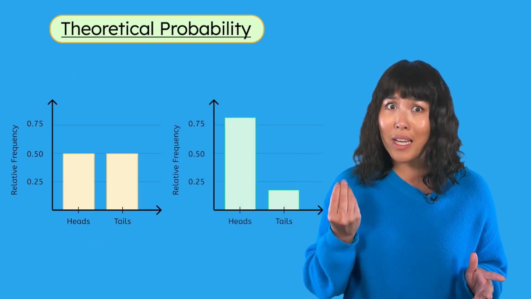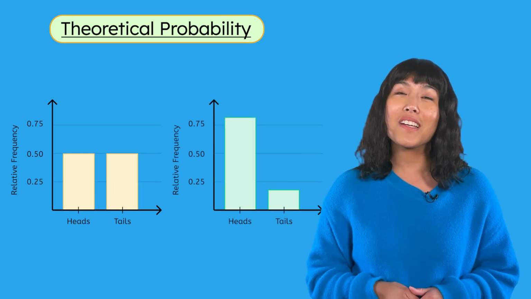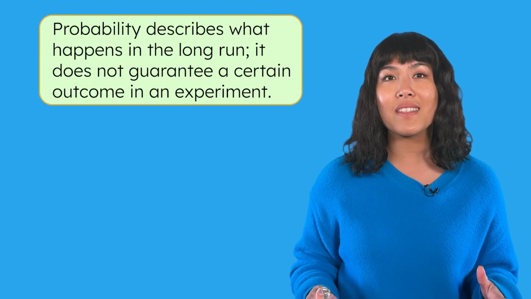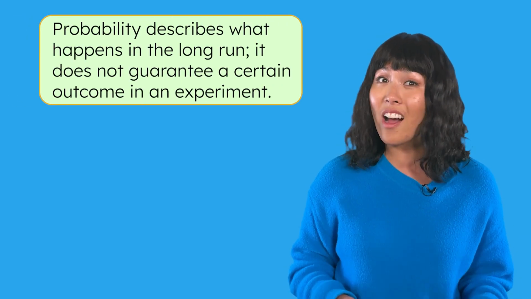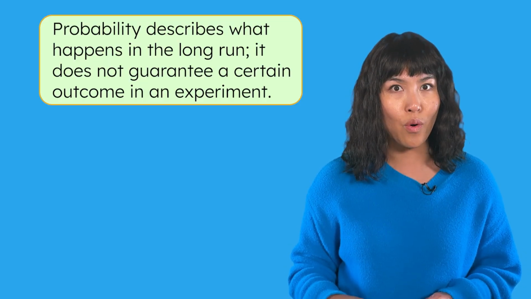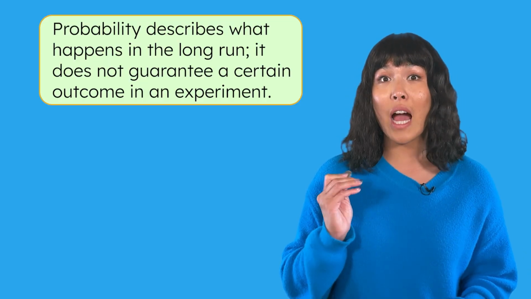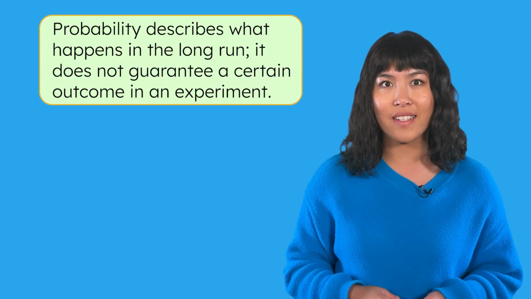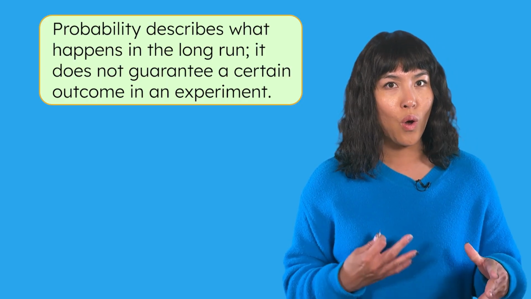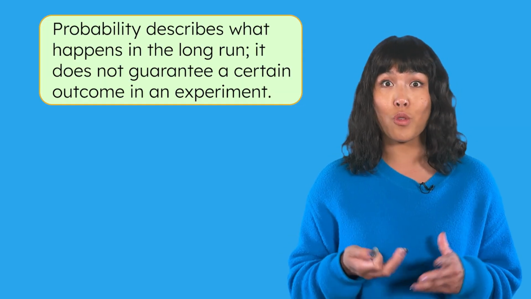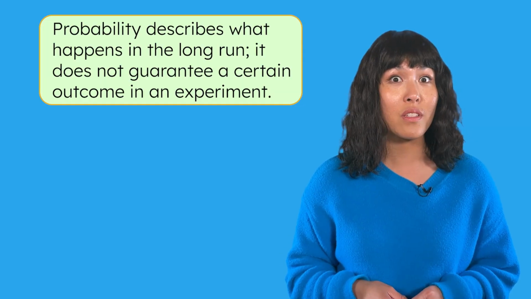So what's the deal with my coin? Well, an important point to remember is that probability describes what happens in the long run. It does not guarantee a certain outcome in an experiment. So, in the long run, when I flip a coin, I would expect 50% of the results to be heads and 50% tails. So, what would happen if I flipped the coin 10 more times for a total of 20 flips? Would the results be different?